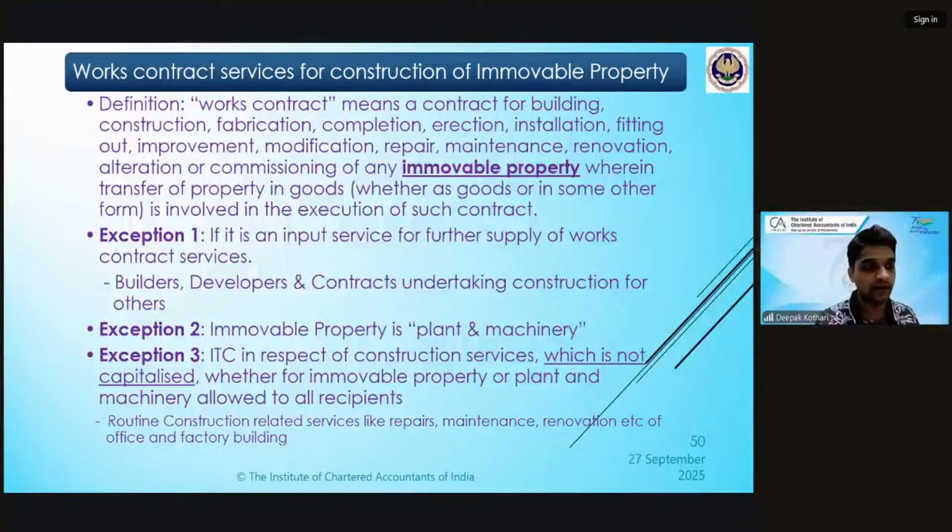ITC blocked means it is showing in your GST 2B, but you cannot claim it. That is called a blocked credit. ITC not available means you have not met the conditions of 16(2). That's why ITC is not available.